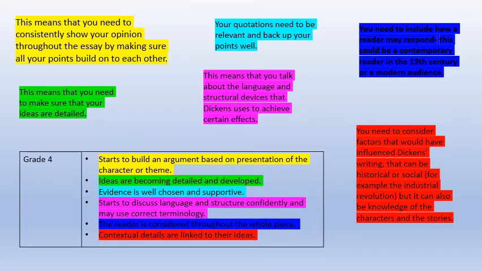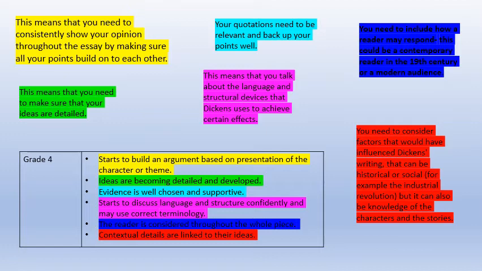In the dark blue, the reader is considered throughout the whole piece. You need to include how a reader may respond. This could be a contemporary reader in the 19th century or a modern audience. So that's when you get into the really high marks there, if you're comparing perhaps how an audience of the time, Dickens's Victorian audience, would react to what he's writing compared with how we react as a modern audience.